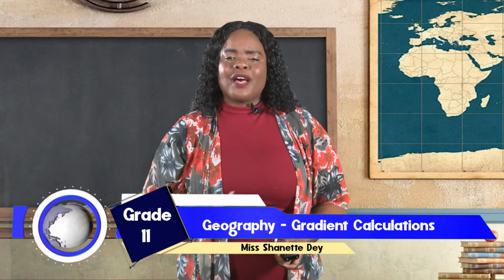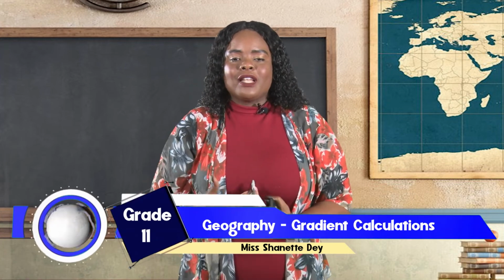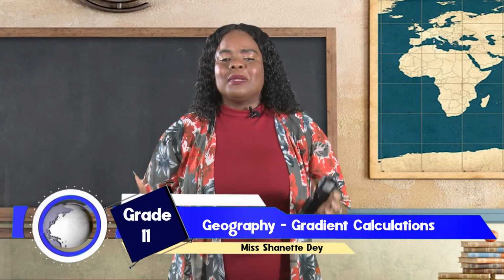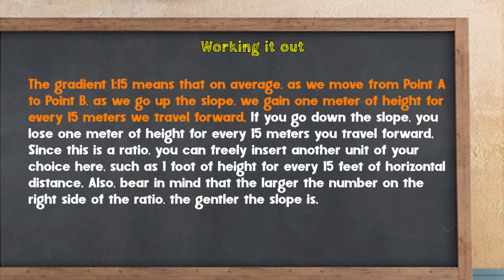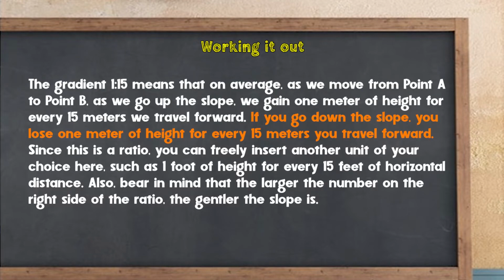Now, did that go too fast for you? Don't worry, that's why I'm here. Let me explain it to you. What does this mean? In the example, the gradient 1 to 15 means that on average, as we move from point A to point B, as we go up the slope, we gain 1 meter of height for every 15 meters we travel forward. If you go down the slope, you lose 1 meter of height for every 15 meters you travel forward.